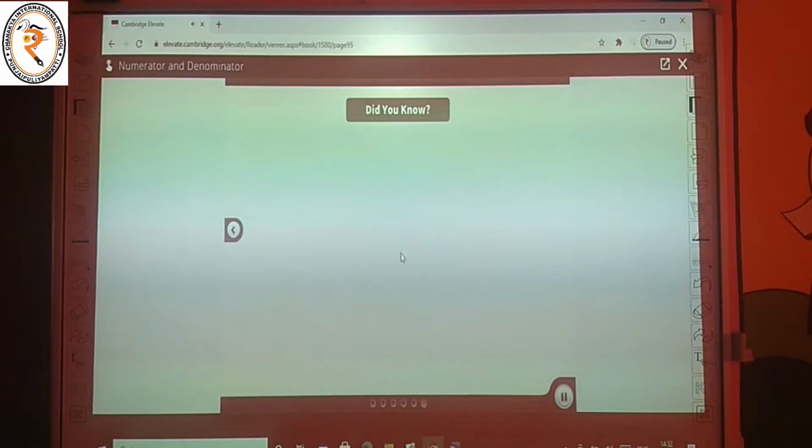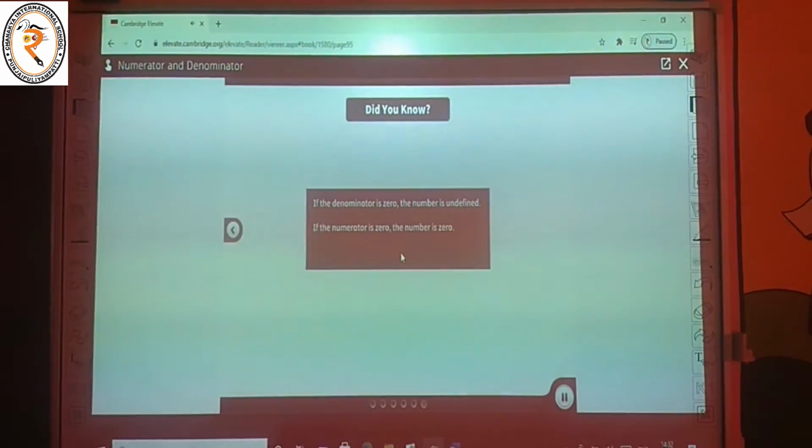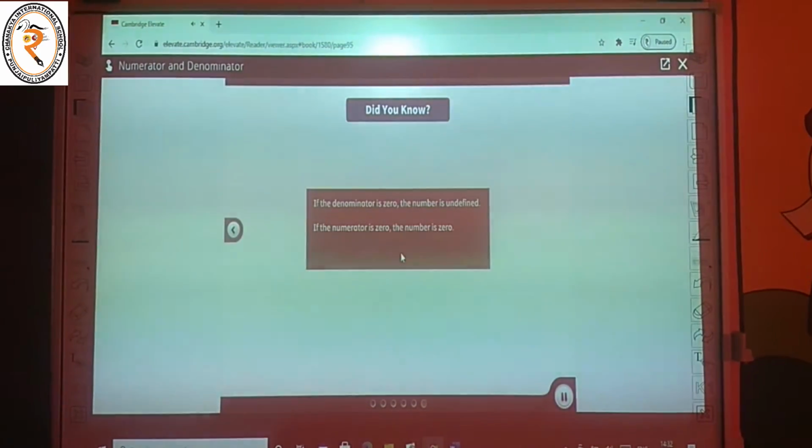Did you know that if the denominator is 0, the number divided by 0 is not defined?